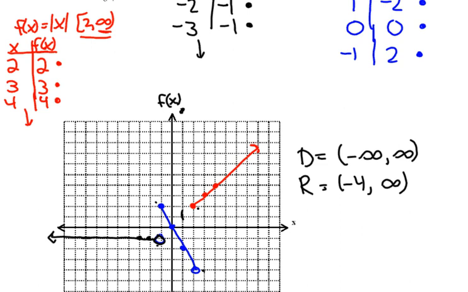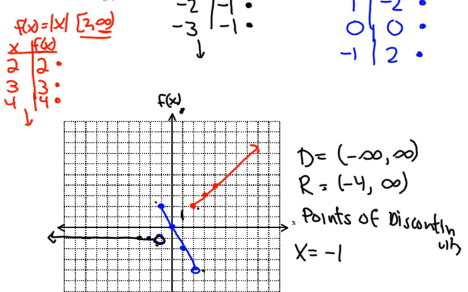So, my points of discontinuity. Well, one of them is at x equal to negative 1 because of this hole and this jump and gap. Where else? Well, that's x equal to 2. So those are my points of discontinuity. But remember, when I write the points of discontinuity, I only want to refer to the domain values.